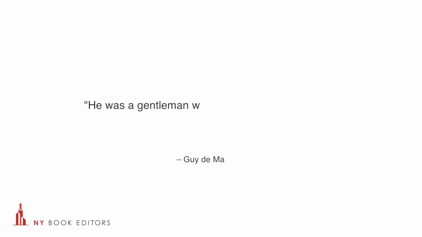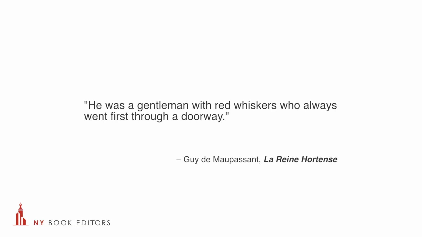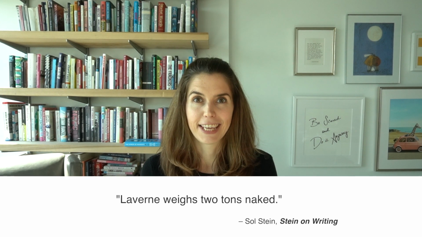Here's an example from Maupassant. It's a physical attribute and an action in one. "He was a gentleman with red whiskers who always went first through a doorway." With one sentence, the reader immediately has a sense of who this man is. He's the man who always goes first through the doorway. Something else you'll probably notice as we go through the examples of each way of characterizing is that exaggeration is a good tool to use in conjunction with these. "Laverne weighs two tons naked." Exaggeration, but it's very effective.